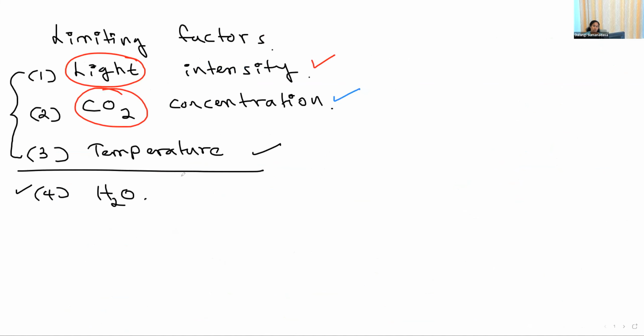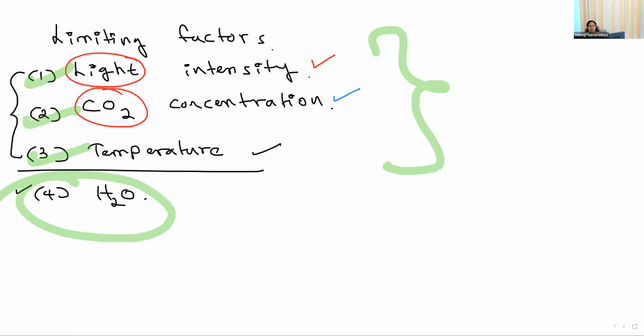Okay, so when we did last year's old study design, they included only these three factors, right? Because these are the main three factors. But I don't know why they have included water as well this year. But just leave it as the last one. Water is not really a main factor. So let's do water.